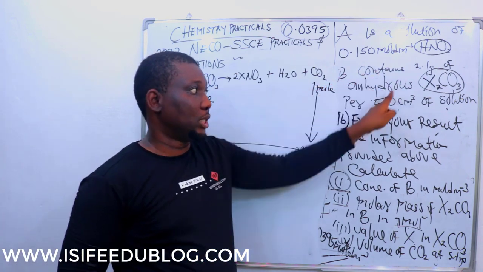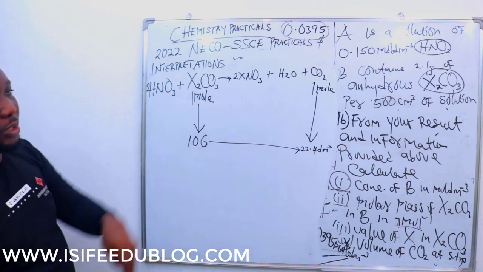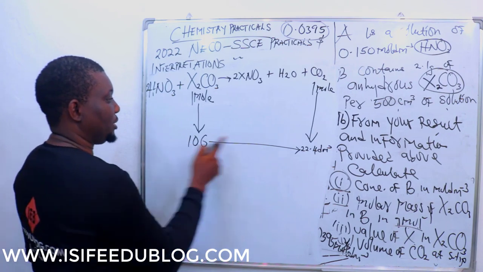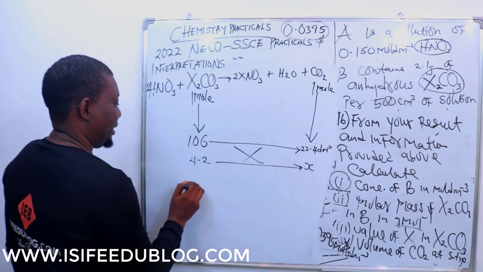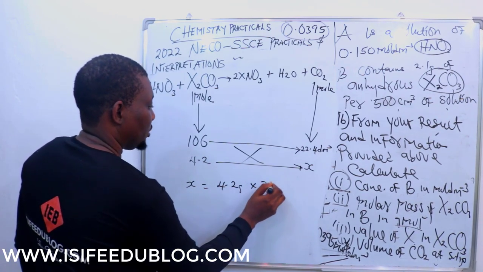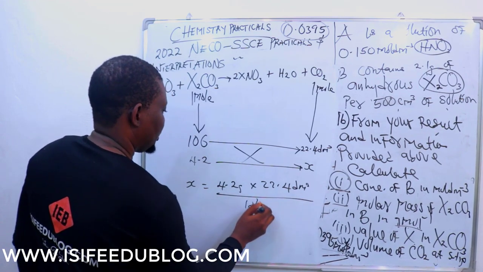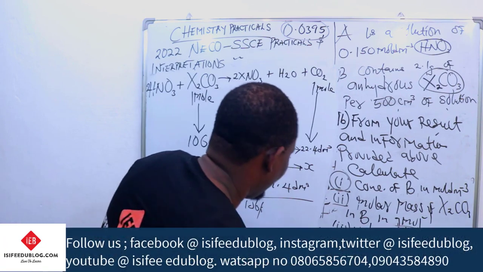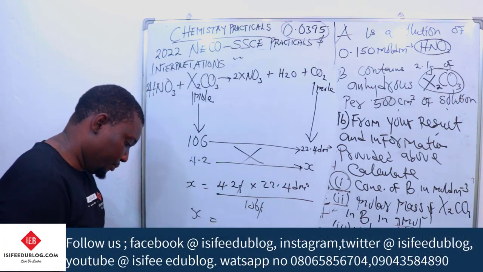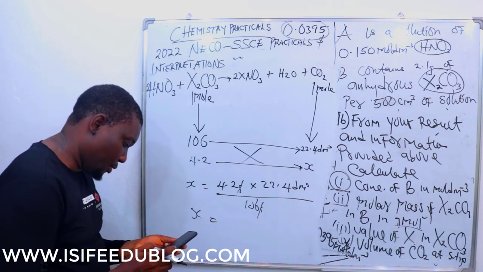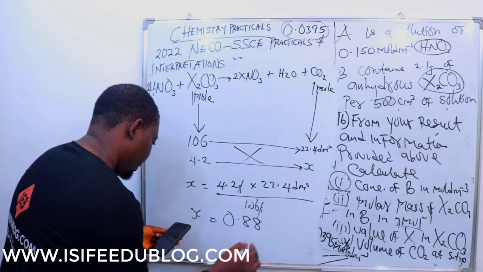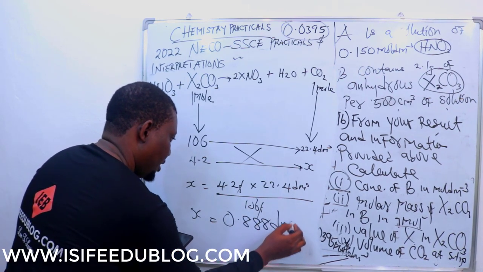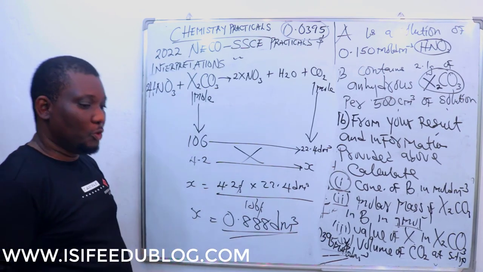Now go back to the question. We have 2.1, but you know that is what is in 500. So we're going to use the mass concentration, which is what is contained in 1000 or 1 dm³, which is going to be 4.2. So if 106 liberates 22.4 dm³, then 4.2 will give you x. X is 4.2 grams times 22.4 dm³ over 106. So x is 4.2 times 22.4 divided by 106. We are having 0.88 dm³. That is the answer if they say calculate the volume in dm³.